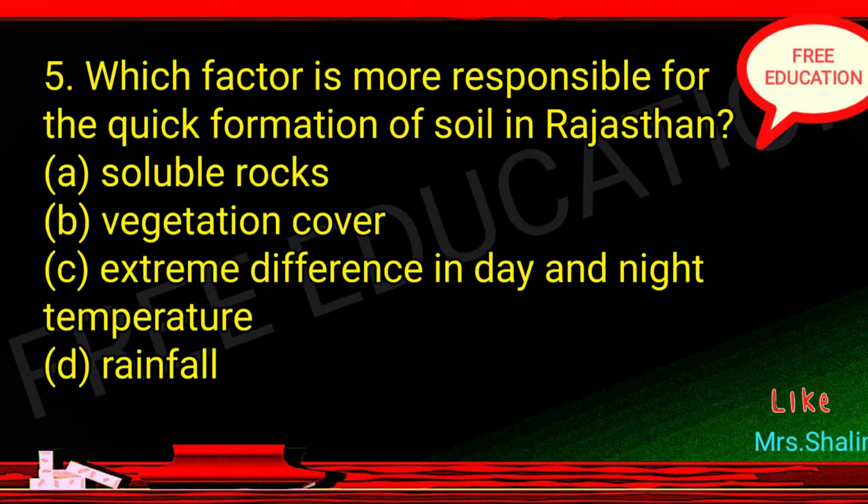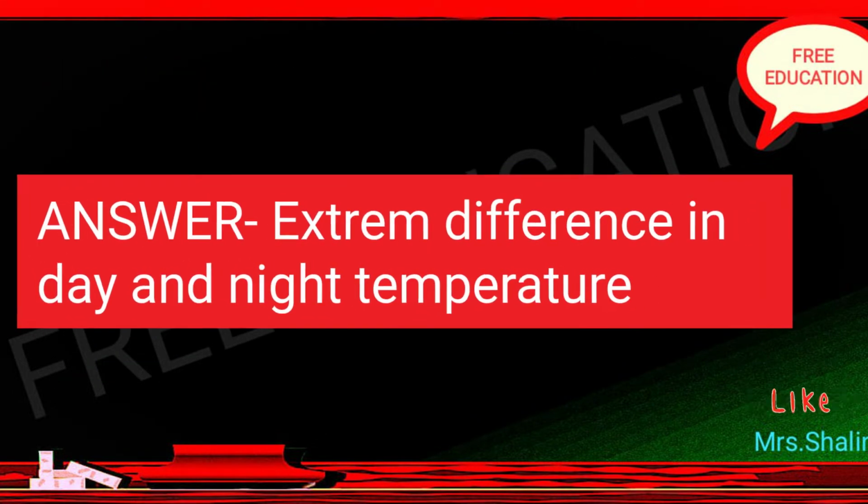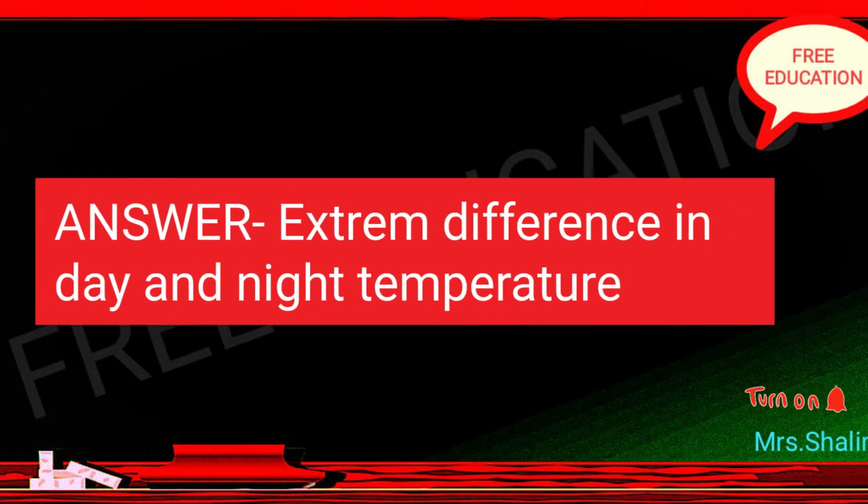5. Which factor is more responsible for the quick formation of soil in Rajasthan? A. Soluble rocks. B. Vegetation cover. C. Extreme difference in day and night temperature. D. Rainfall. Answer. C. Extreme difference in day and night temperature.